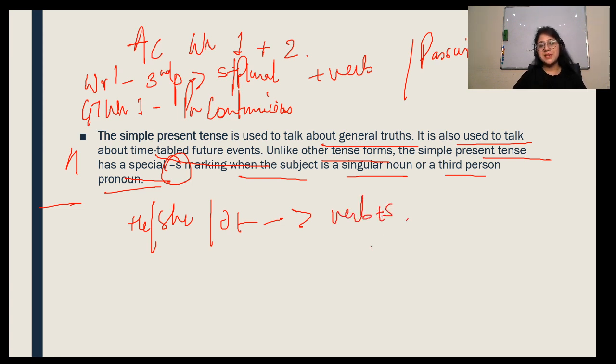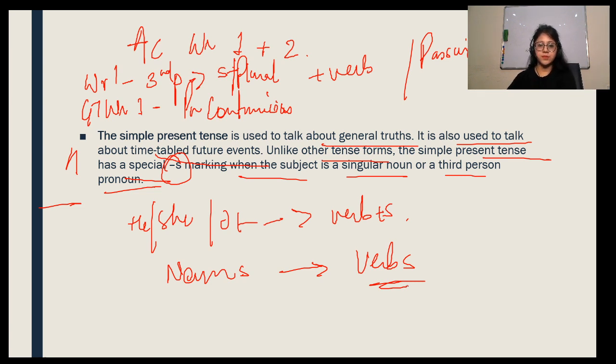Now, I know the basic problem is trying to understand which is countable and which is uncountable. So that comes for verbs. For that, please always keep watching my videos on countable nouns and uncountable nouns. Everything is explained in detail. So if it's a plural noun, it is a plural verb. If it's a singular noun, it is a singular verb.